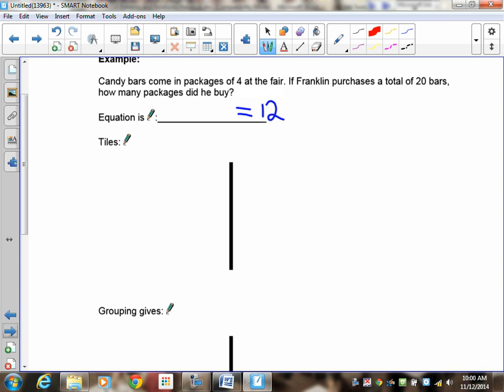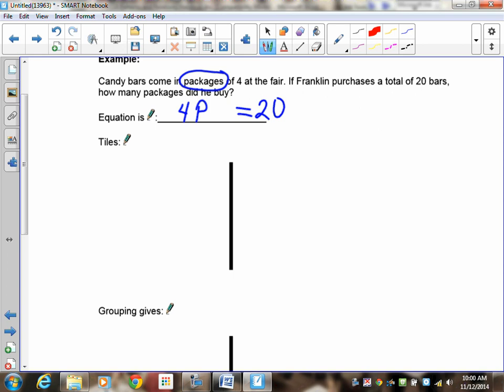They come in packages, so I'm going to call these P. Okay, and they come in packages of 4, so there's your 4 per package. He has a total of 20 bars. So if he gets 4 packages, he comes up with 20. I'm having a lot of issues with writing today. All right, so 4P, 4 packages is 20 bars.